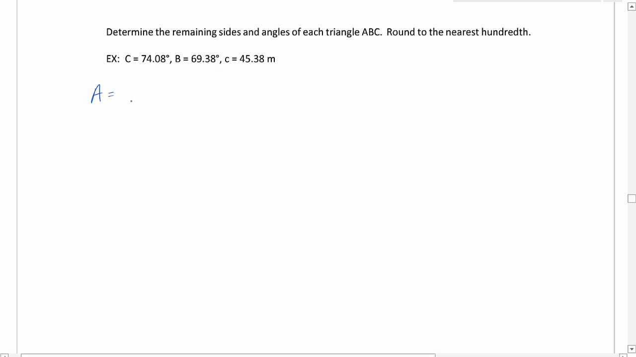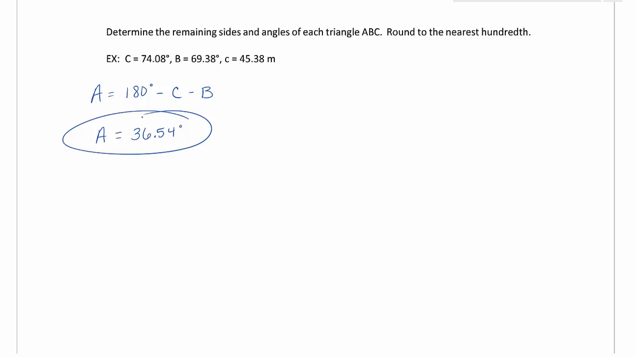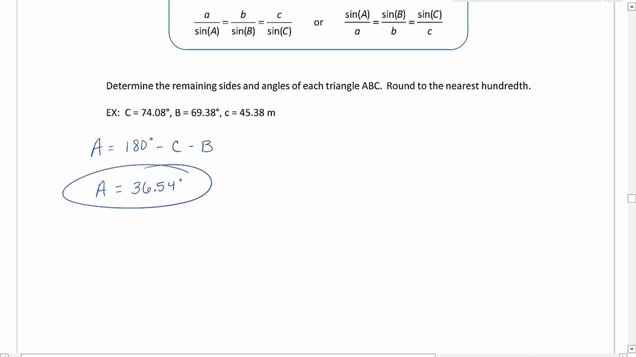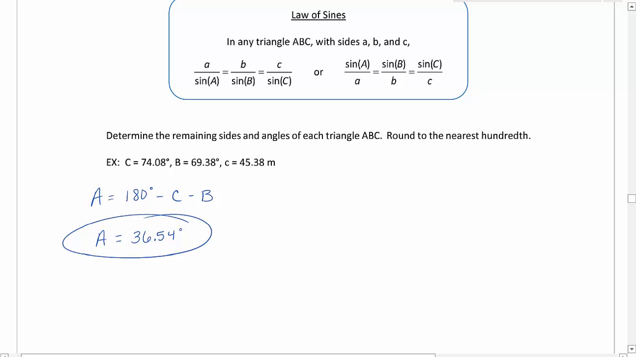So our angle A is going to be 180 degrees minus our measures for angle B and C. So we get that angle A is equal to 36.54 degrees. One part down, two to go. We need to find sides A and B, and we'll use this new technique, law of sines, to do that.